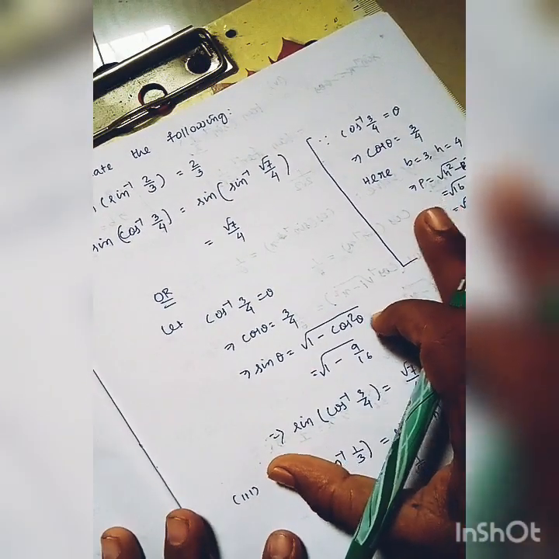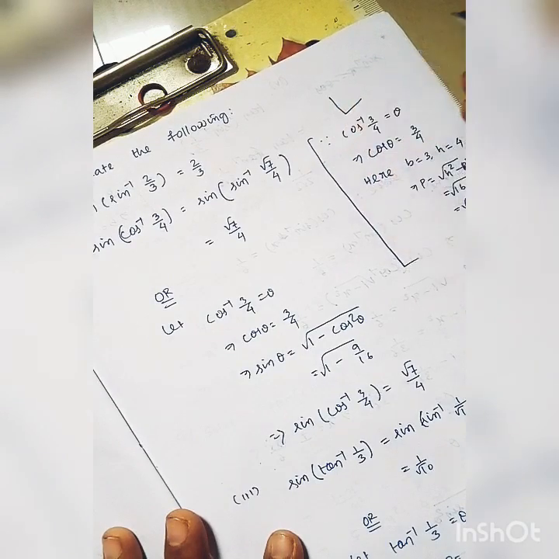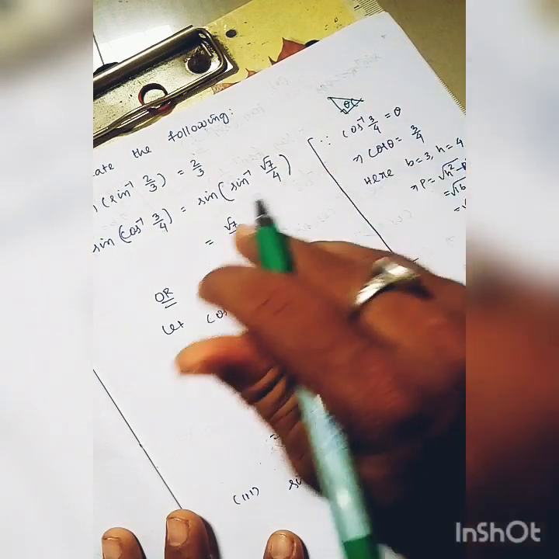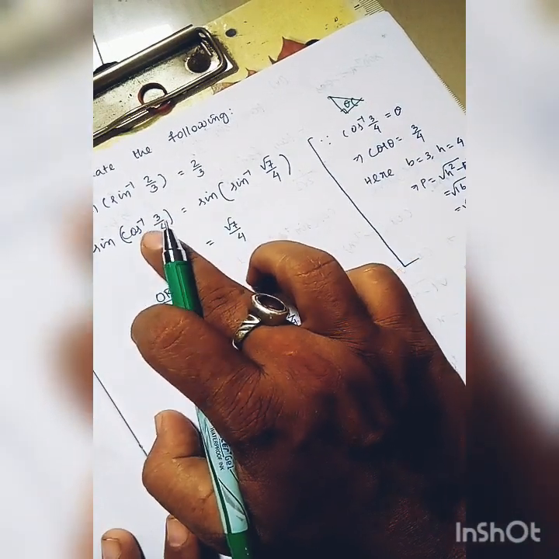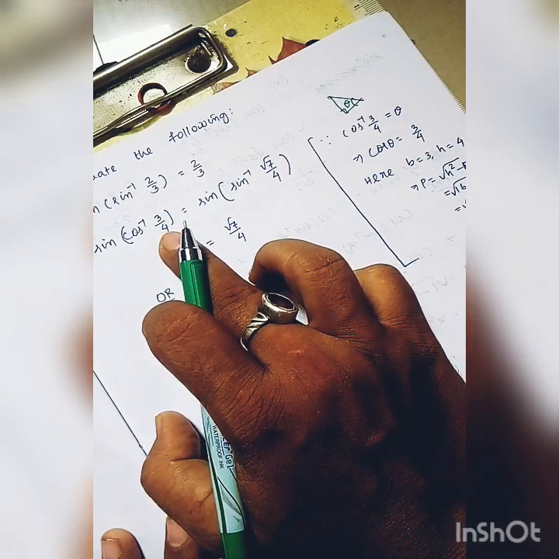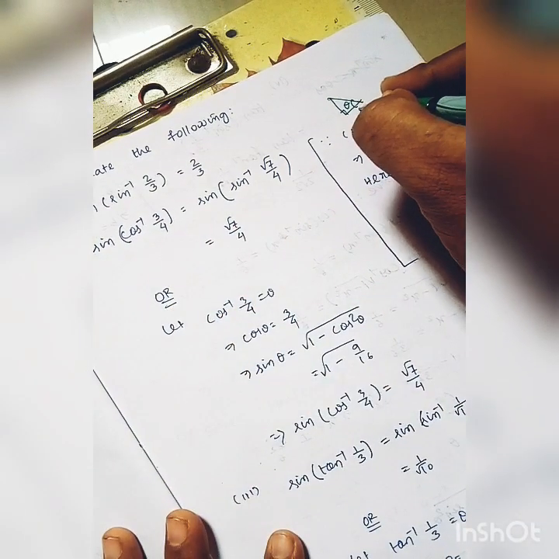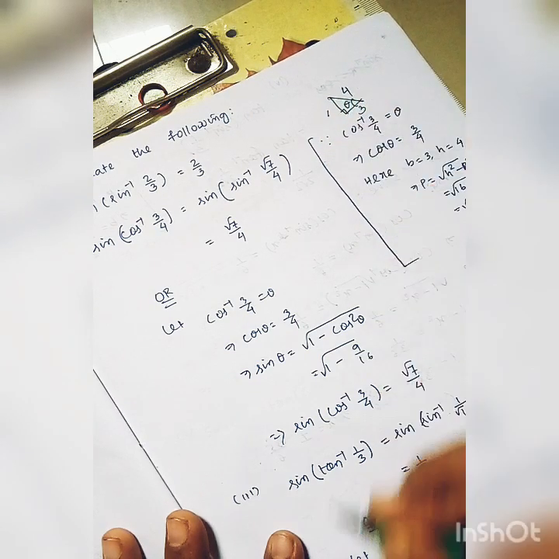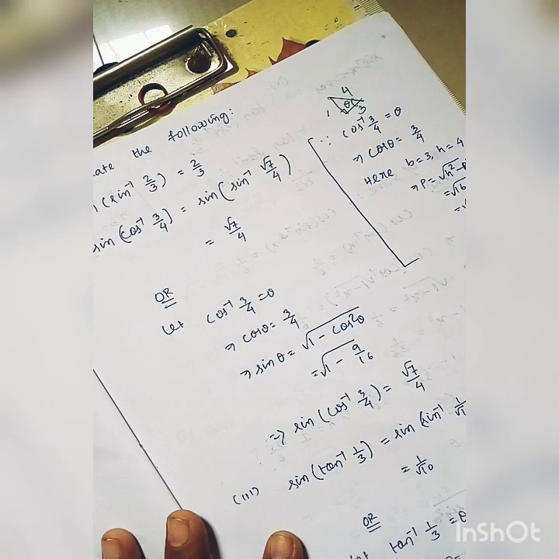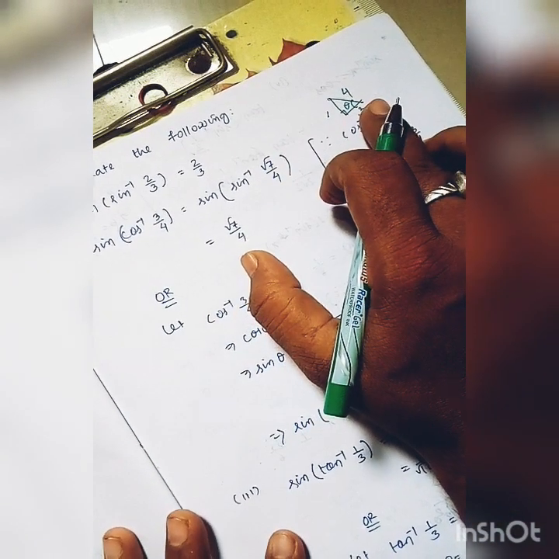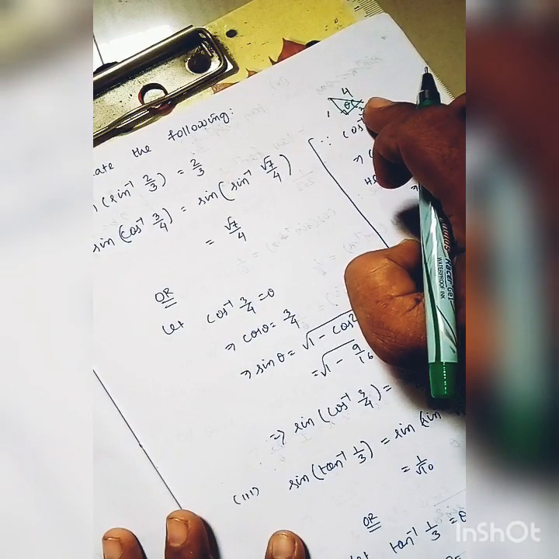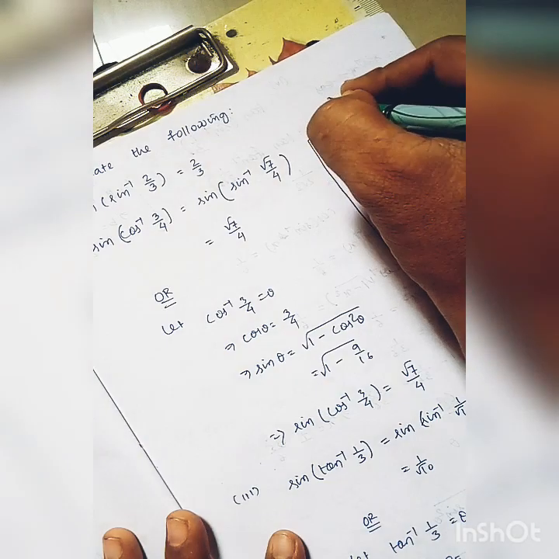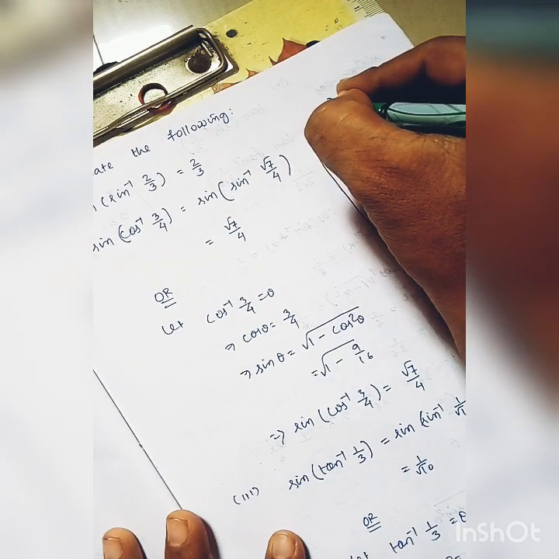We know that in a right angle triangle, let it be theta, this is the right angle. Here cos inverse 3 by 4, that is, we know that cos theta equal to b by h. Here b equal to 3, h equal to 4. So obviously p equal to square root of h square minus b square, that is 4 square minus 3 square, which is equal to 7. So p equal to square root of 7.